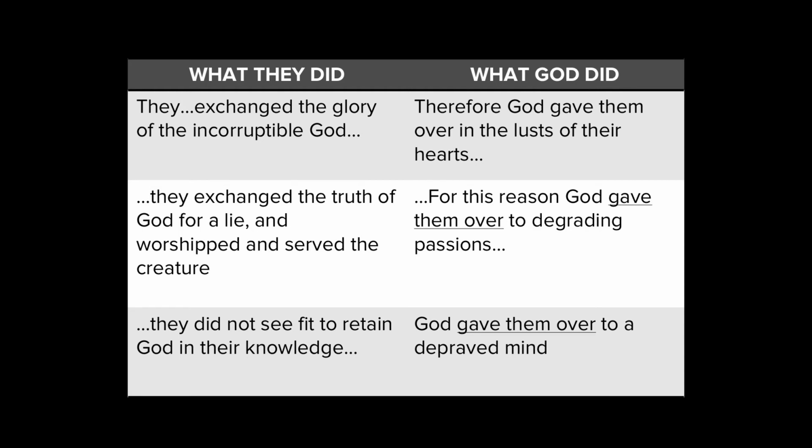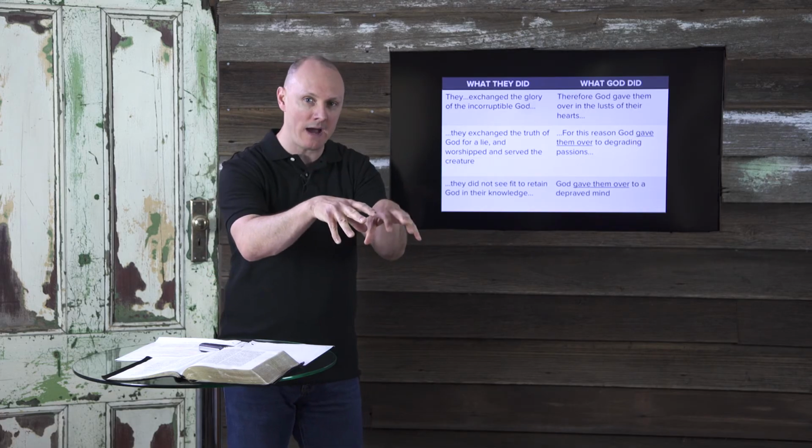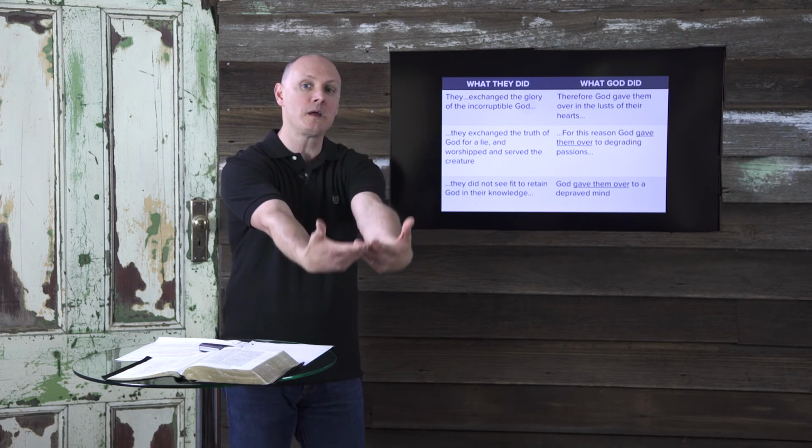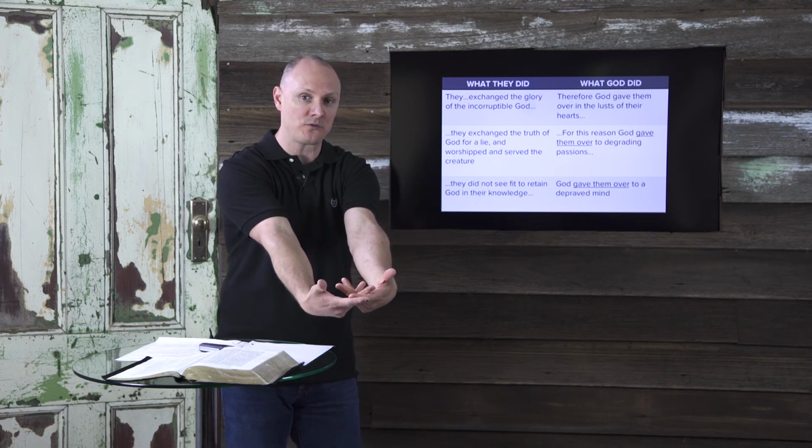What they did, Paul says, they exchanged the glory of God. They exchanged the truth of God. They did not see fit to retain God in their knowledge. And so God is responding to the rejection of His truth by the nations. God gave them over in the lust of their heart. He gave them over to degrading passions. He gave them over to a depraved mind. God did not make them have a depraved mind. God turned them over to go the direction that their hearts were bent.